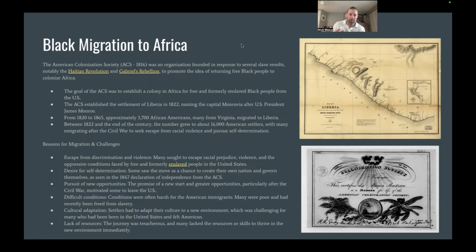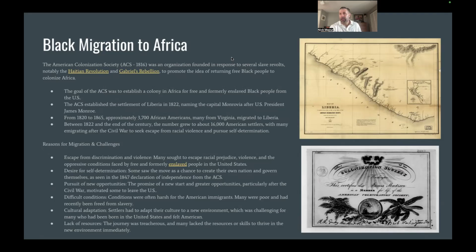And this is really what comes under the process of the ACS, is that because of the revolution that happens in Haiti, Gabriel's revolution, perhaps we should promote this idea of recolonizing Africa with Black people. And so basically from 1820 to 1865, there's about 3,700 African Americans that leave Virginia and they migrate to Liberia, the capital that is known today as Monrovia, named after James Monroe. And it turns out to be nearly 16,000 American settlers that grow after the Civil War.